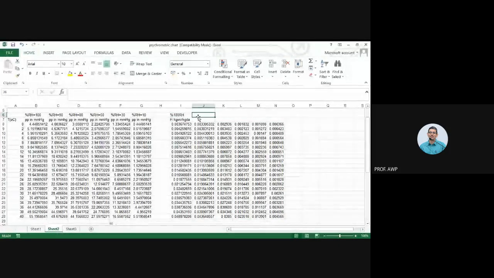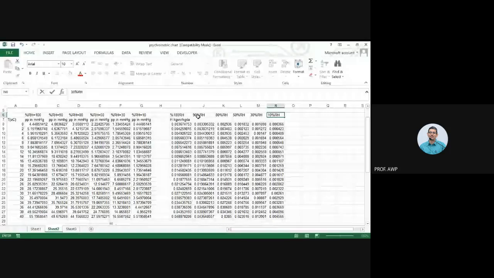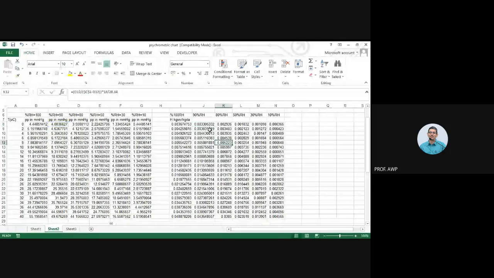This is now 80% RH. Oh, sorry, 90% RH. This is 80% RH. 50% RH. And this is 10% RH. Right? Automatically the formula has been copied. So these are all in terms of humidity.